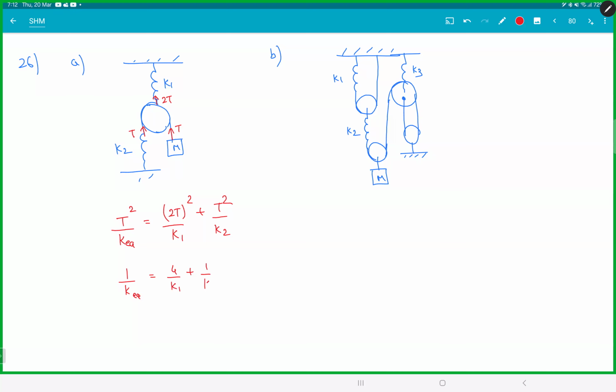Four by K1 plus 1 by K2. Time period is 2 pi root over M by K equivalent. Substitute and you're done.